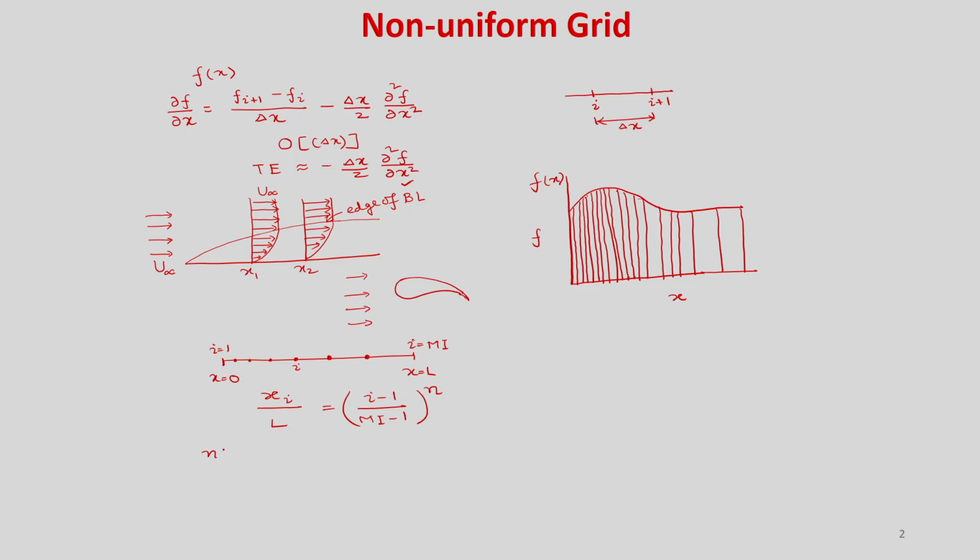So, for n greater than 1, you will get a finer mesh near x equal to 0, and for n less than 1 you will get a finer mesh near x equal to L. Okay. So, this way you can generate it.